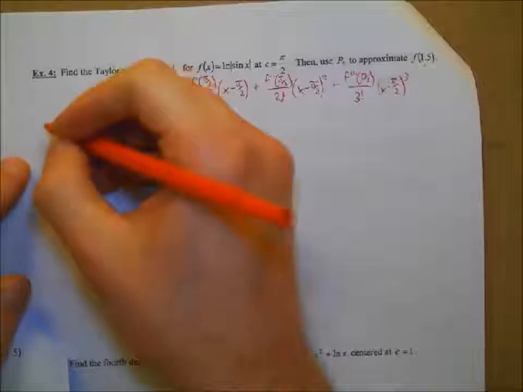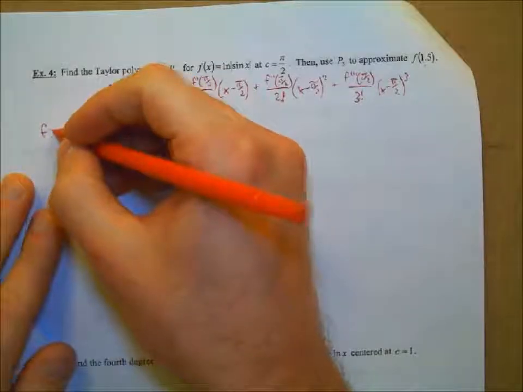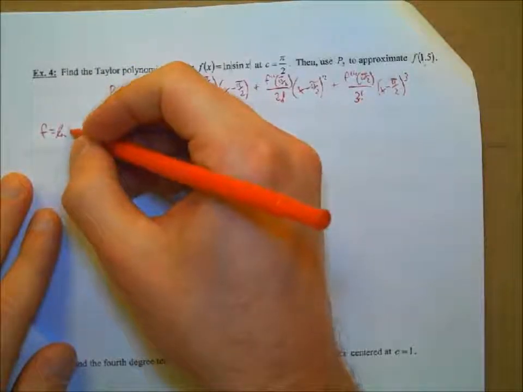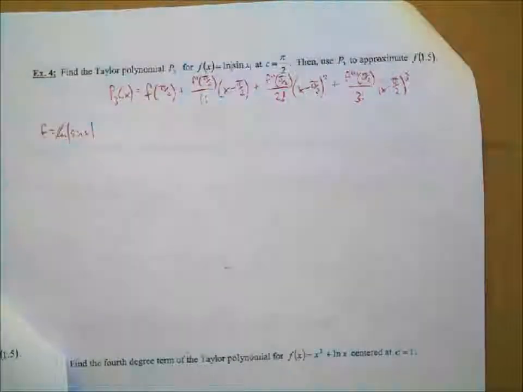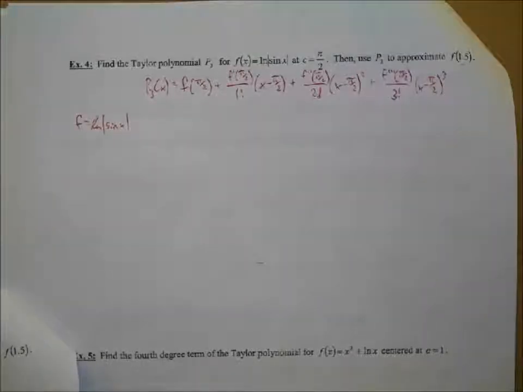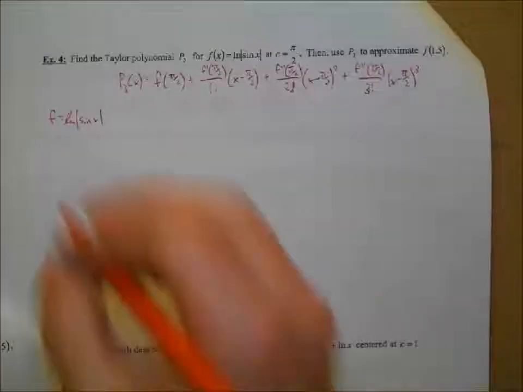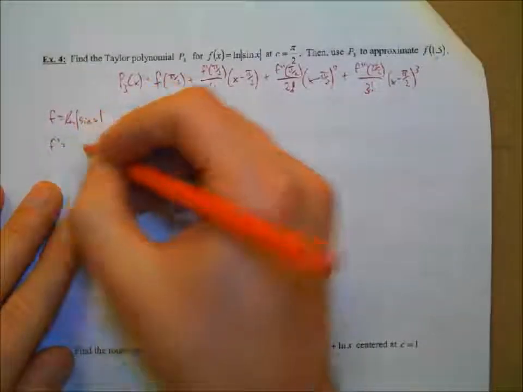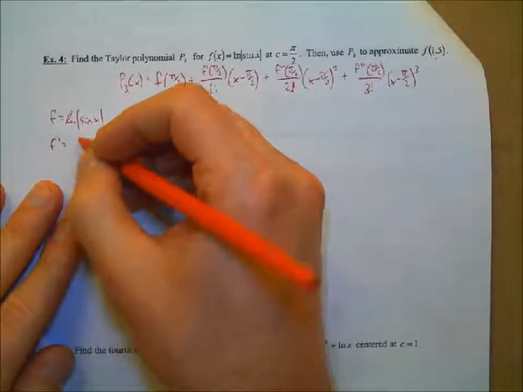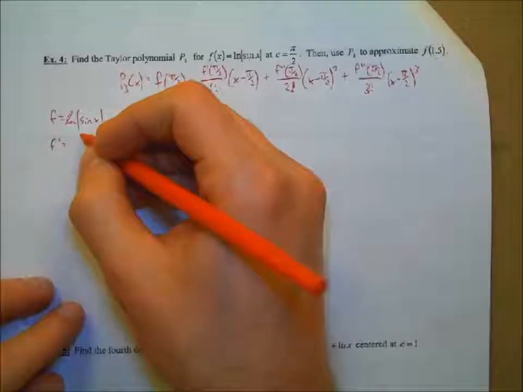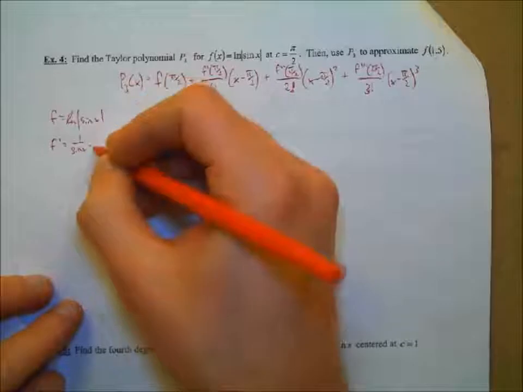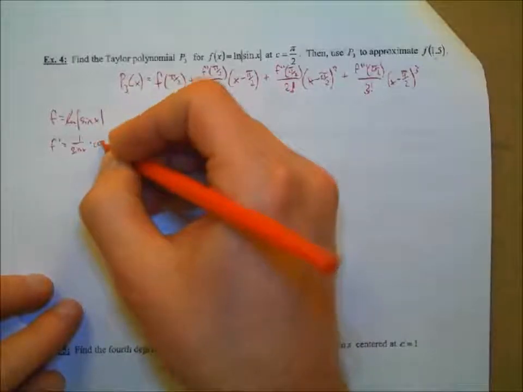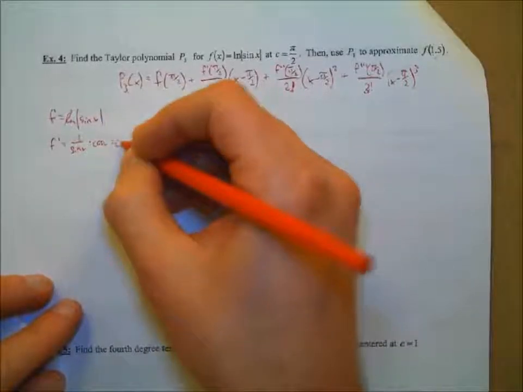Go ahead and do that. Okay, I'll get you started. There's f equals natural log of sine of x. And so then f prime will be what? Cotangent. Right, the derivative of the natural log of something is 1 over that something times the derivative of what's inside. The derivative of sine is cosine, so we get cosine over sine, which is really just cotangent of x.